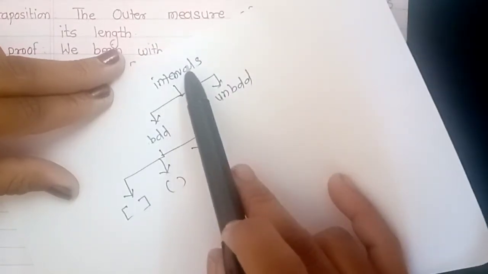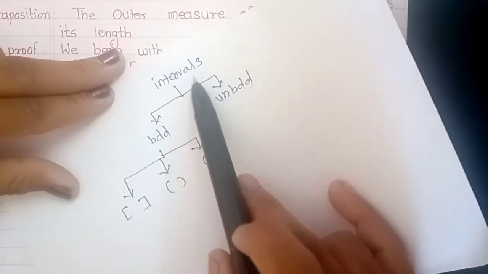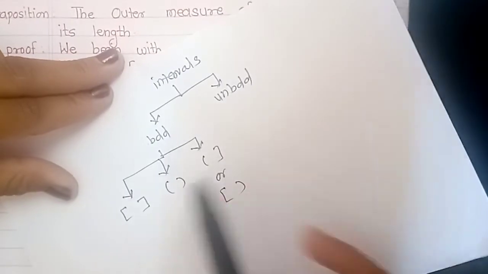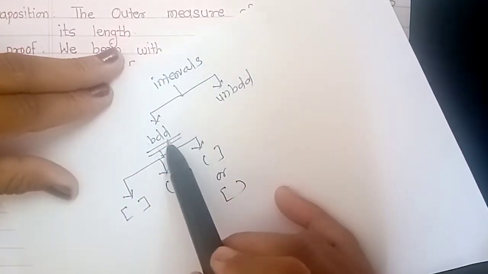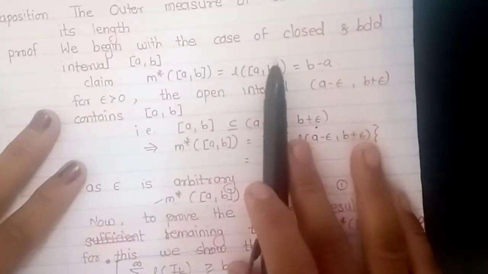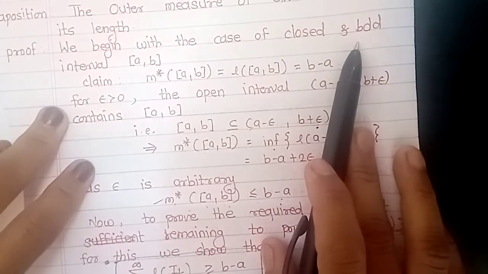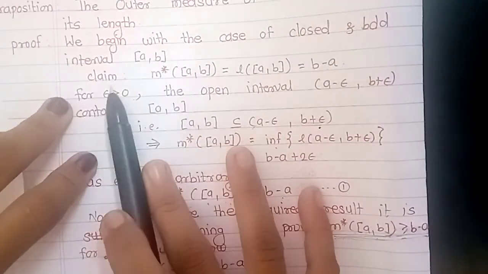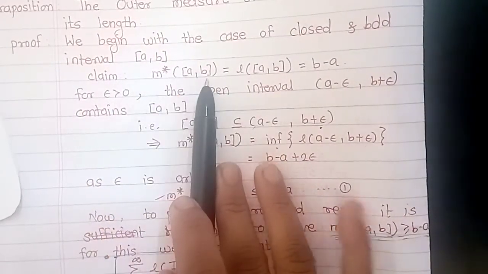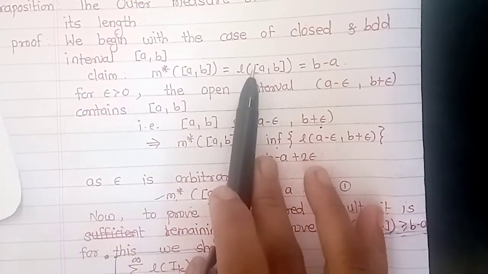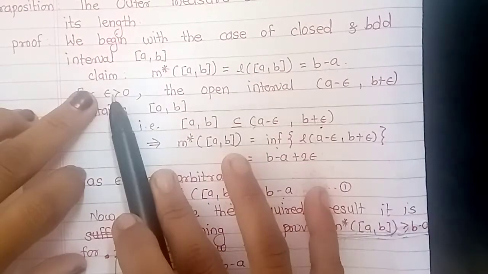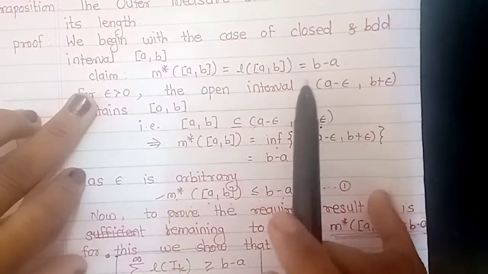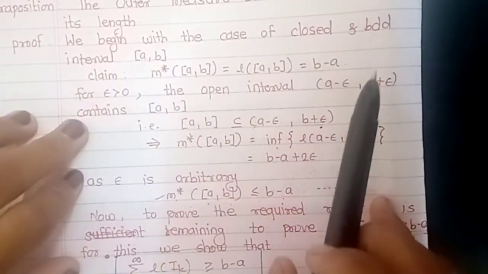To prove the outer measure of an interval is its length, we see the different cases. First we will see for the bounded interval its outer measure is its length. So let's start. We begin with the case of closed and bounded interval [a, b], and I have to show that the outer measure of that interval is its length. And what is the length of a bounded interval? Length of a bounded interval is b minus a. So my claim is the outer measure of [a, b] equals b minus a.